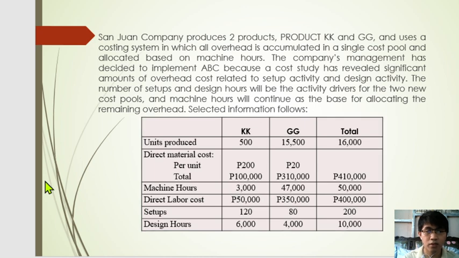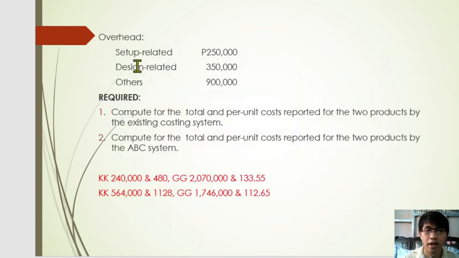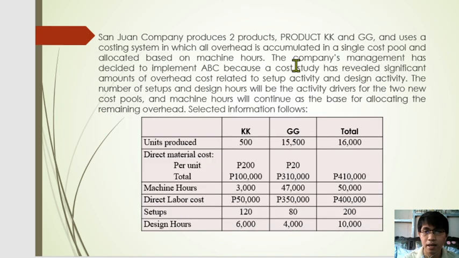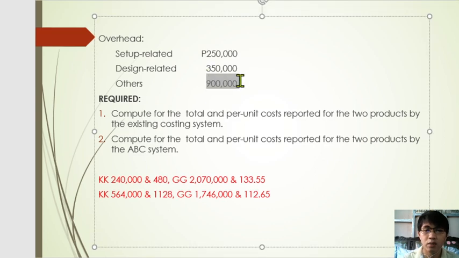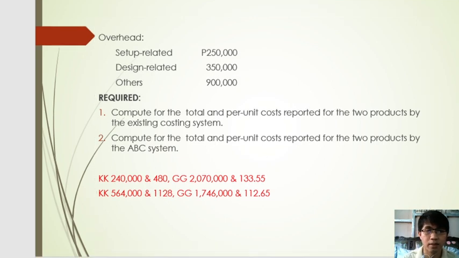So, the problem is how you allocate the overhead that was given to you. It says a single cost pool only, and then allocated based on machine hours. So, since the overhead is allocated in a single cost pool, you just add everything: 250,000 plus 350,000 is 600,000, plus 900,000 is 1,500,000. This is the total. 1,500,000 is the total overhead. So, that is what you will allocate.